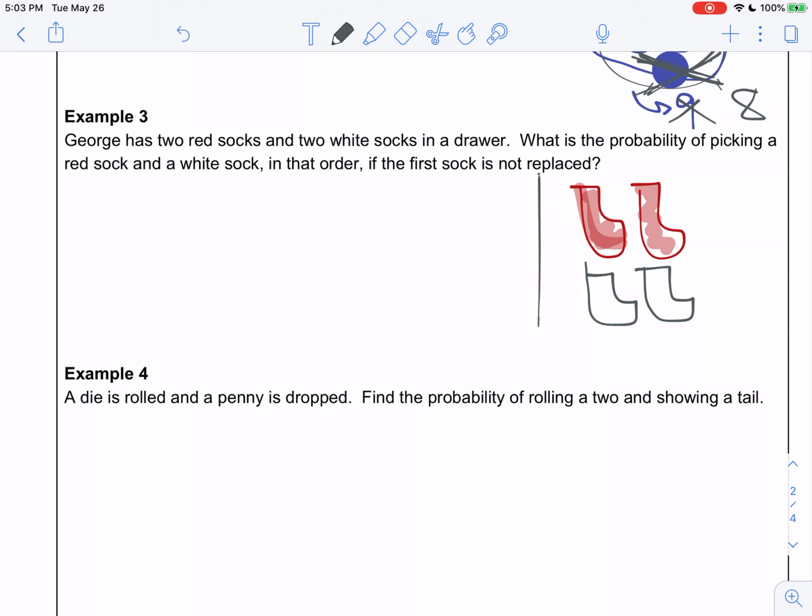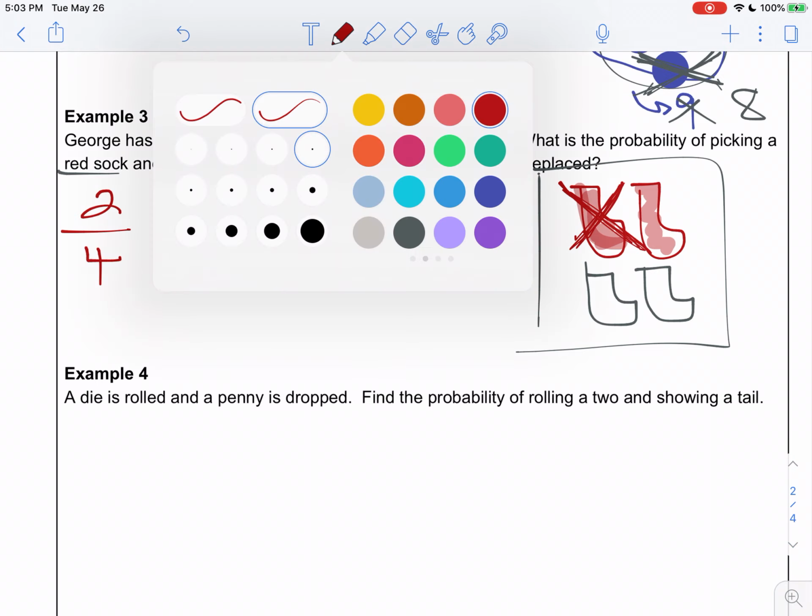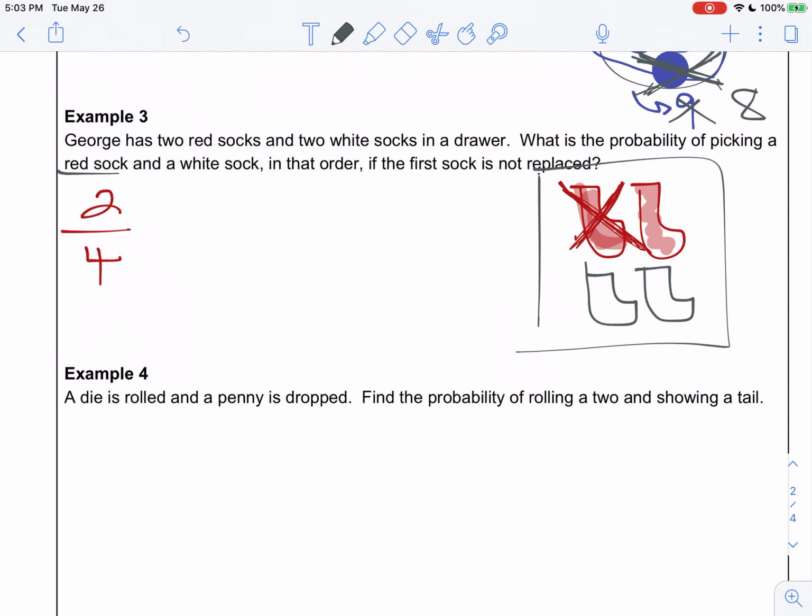All right, so here is our sock drawer. We want to get a red sock first and then a white sock. So let's deal with red first. You will notice that there are 2 socks that are red out of my drawer of 4. I've taken that out, so that guy is gone. The second time I reach into the drawer, I want to pull out a white sock. There are 2 white socks in there, but there are 3 total socks.